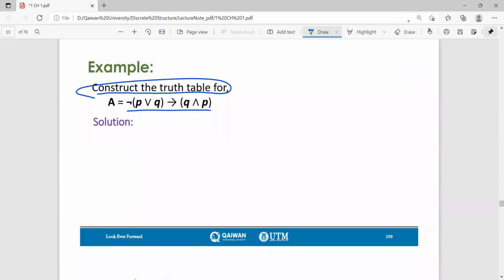I mean, here we have two variables which are P and Q. That means you must have four statements. So you have P, Q. For P, it is true, true, false, false. For Q, it's true, false, true, false. Then, what we do, we're going to work on each bracket. For this one, P or Q.